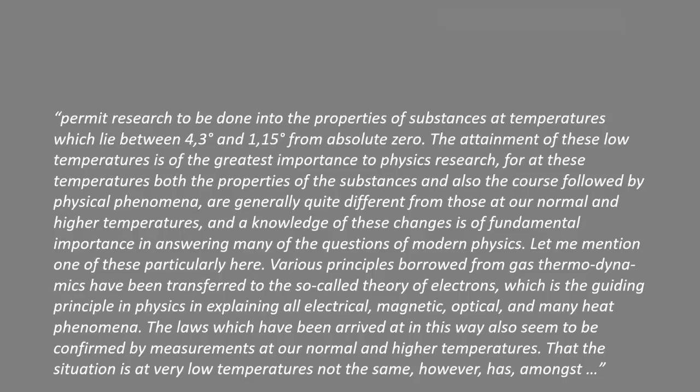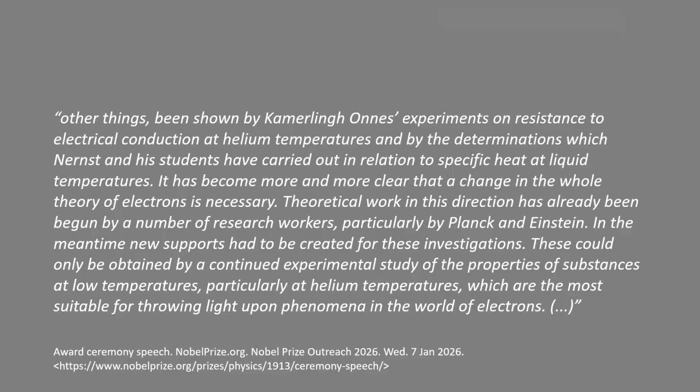Various principles borrowed from gas thermodynamics have been transferred to the so-called theory of electrons, which is the guiding principle in physics in explaining all electrical, magnetical, optical, and many heat phenomena. The laws which have been arrived at in this way also seem to be confirmed by measurement at our normal and higher temperatures. That the situation is at very low temperature not the same, however, has amongst other things been shown by Kamerlingh Onnes's experiments on resistance to electrical conduction at helium temperatures, and by determinations which Nernst and his students have carried out in relation to specific heat at low temperatures. It has become more and more clear that a change in the whole theory of electrons is necessary.